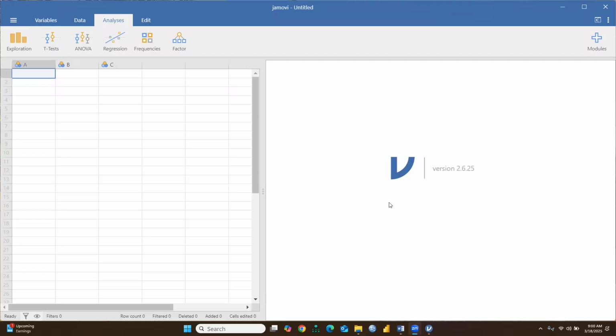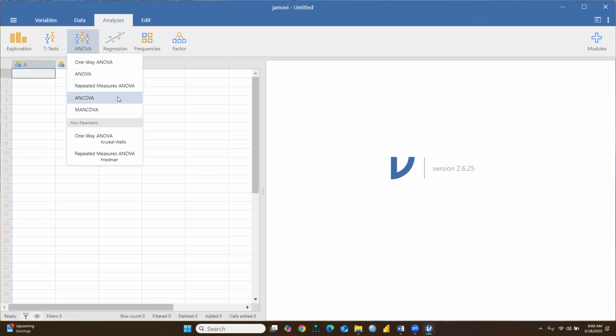Hi everyone, let's begin MANOVA. And here it is in Jamovi. You can see here, this one is the one-way ANOVA we have done. ANOVA we have finished. Repeated measures ANOVA we have done. ANCOVA we have done. And there is the MANCOVA, and in the same MANCOVA we have to perform.